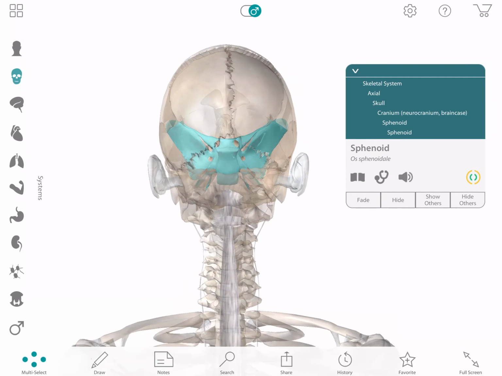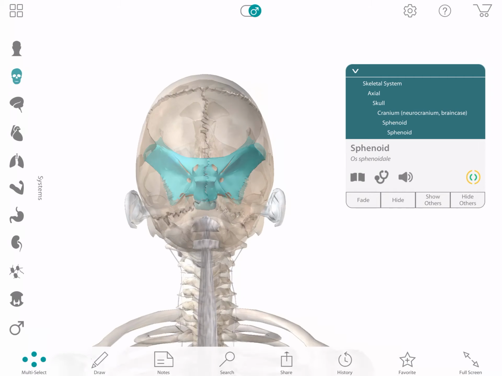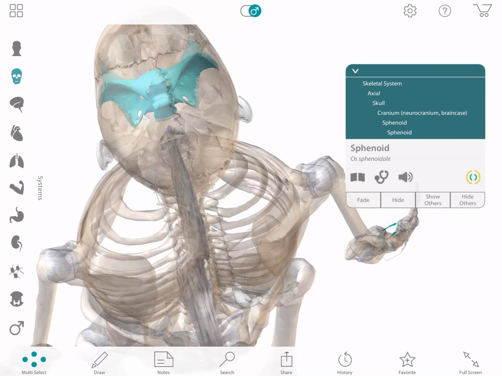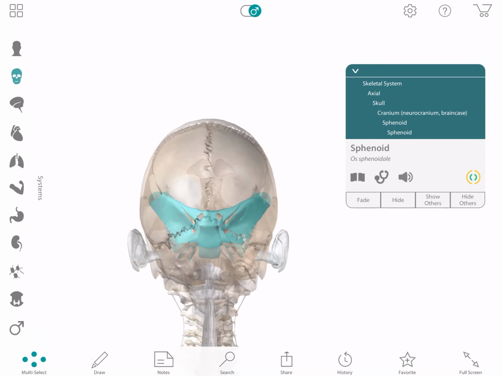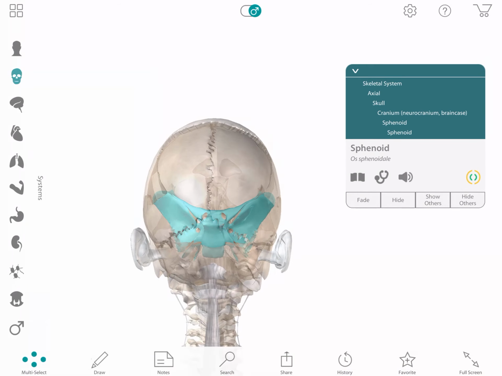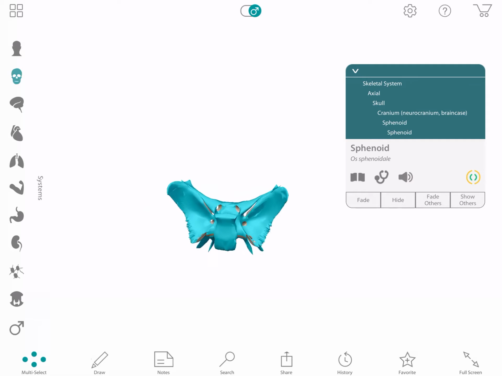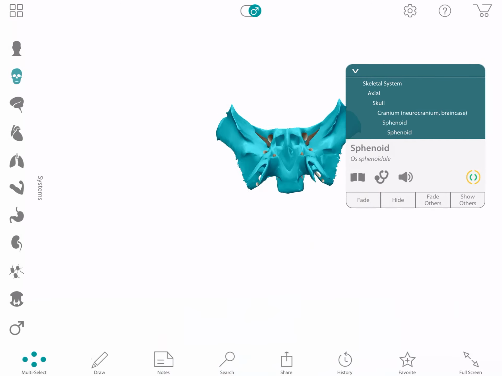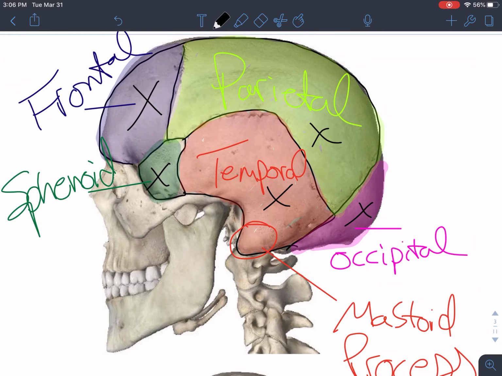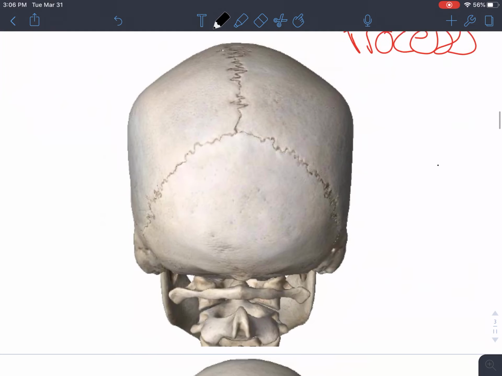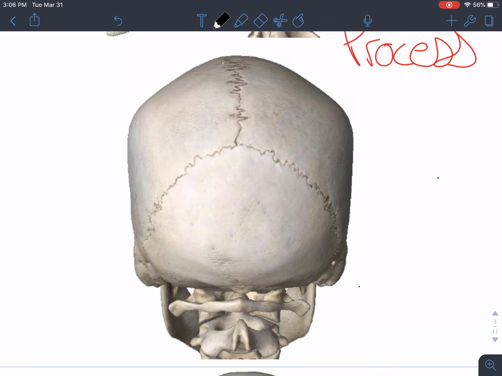It actually has a nickname. What do you guys think that looks like? If you said butterfly, you're right. That's the sphenoid, and they call it the butterfly bone. And here I just wanted to show you what it looks like from the posterior view. Here's the occipital, and these two are the parietal.